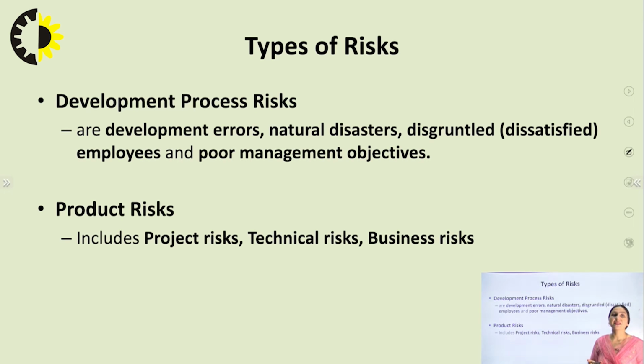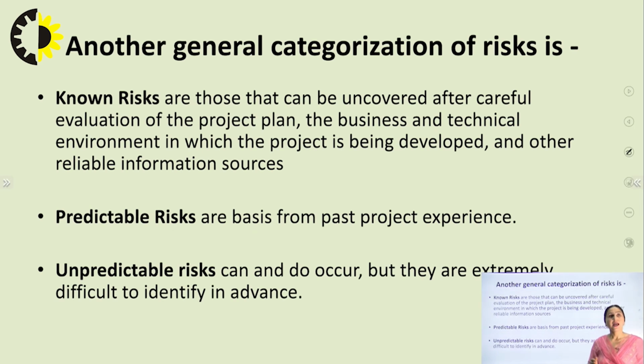Product risk basically includes the type of project risk, right? Technical risk, and again the risk which is associated with the business activities. Another general category of risk can be known risk. Now what are known risks? They are those risks that can be uncovered after careful evaluation of the project plan. That means if a proper project plan has already been developed, then it is quite easy that we can uncover those particular types of risks. The business and the technical environment in which the product is being developed, and again reliable information sources.